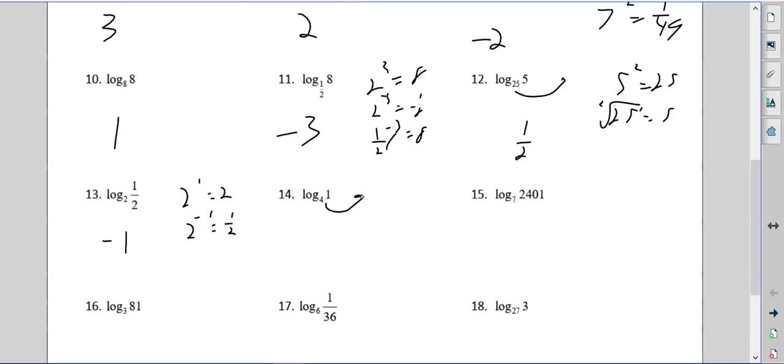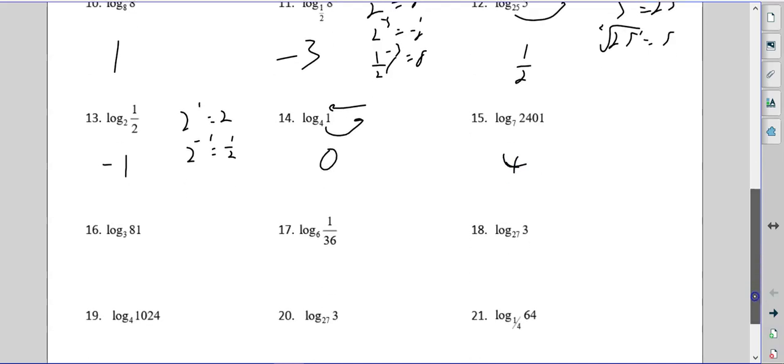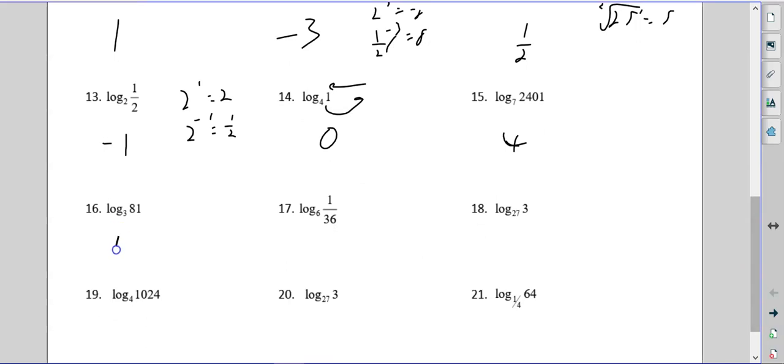What is the magic number? Anything raised to this number gives you 1, and that's 0. Okay, this one, you might need a calculator because you don't know your times table up this big, but it's 4. 7 to the 4th power is 2401. 3 to what power is 81? That's 4. 3 to the 4th.